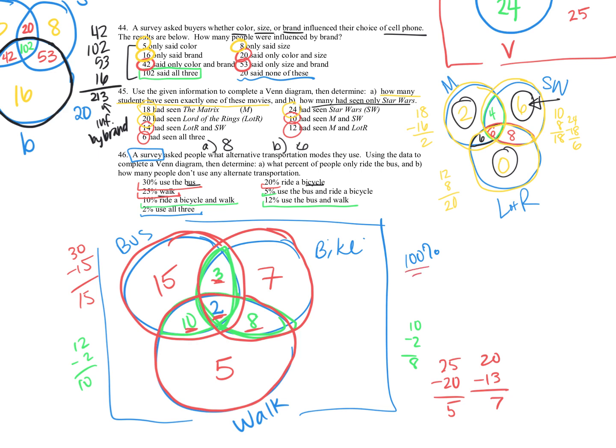So part A says, what percent of people only ride a bus? So for part A, only riding a bus would be 15. So you can see once we fill out the Venn diagram, then it's a lot easier to answer these questions. For part B, it says, how many people don't use any alternative transportation? And so that's, again, where it's important to know that our total universe is 100%. That's all the people surveyed.